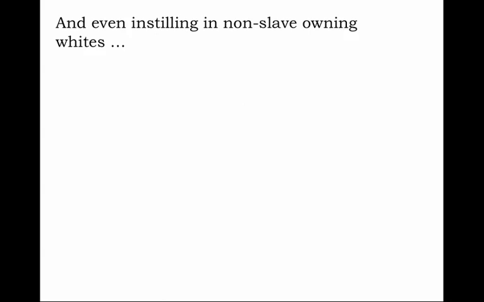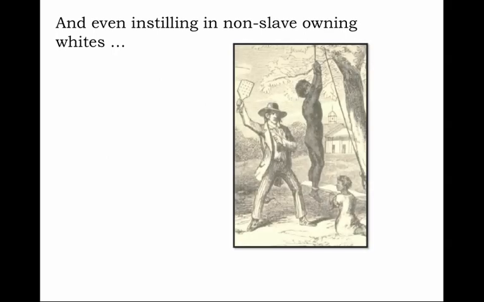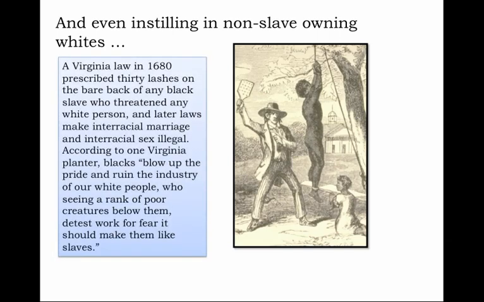which had its effect not only on master and slave, but even on non-slaveholding whites. That is, this culture of enslavement, this culture of violence and oppression will do its part in determining the attitudes even of non-slaveholding whites toward enslaved people. A Virginia law in 1680 prescribed 30 lashes on the bare back of any black slave who threatened any white person. And later laws made interracial marriage and interracial sex illegal.